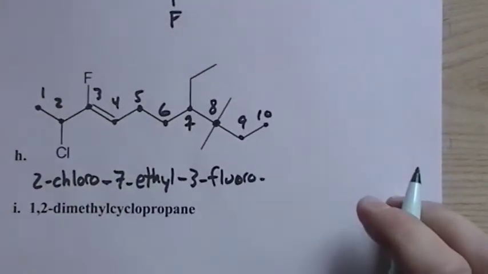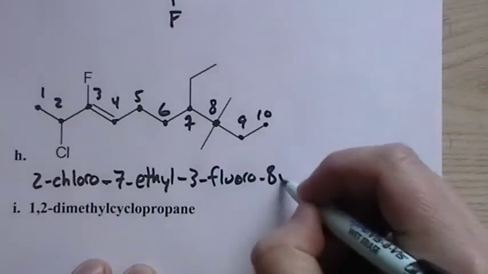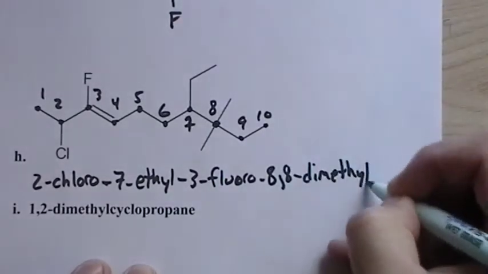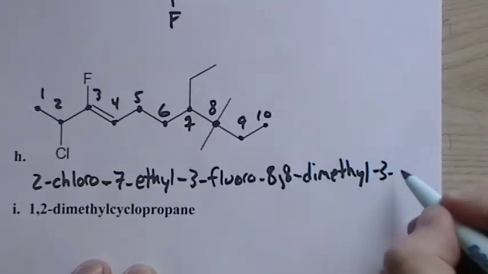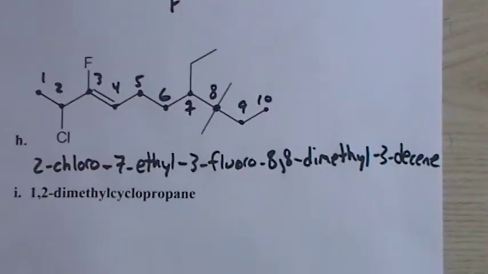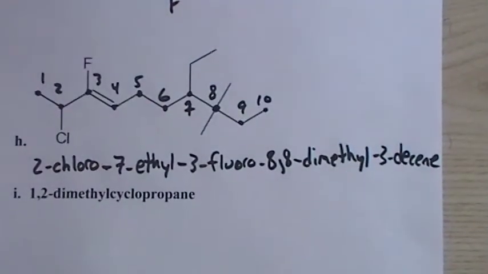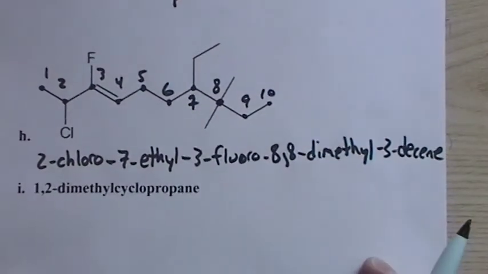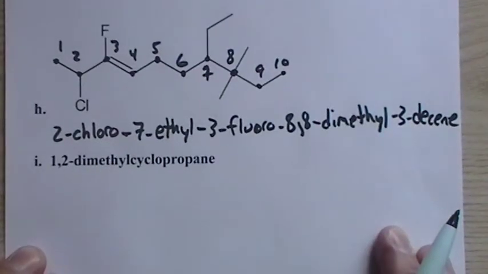What else do we have? Methyl groups. 8-dimethyl. 3-decene, if I can squeeze it in here. Yeah. Wow. So really, there's not that many substituents. It's just that they're all different, so each one gets their own little segment of the name. I think that everybody's there.